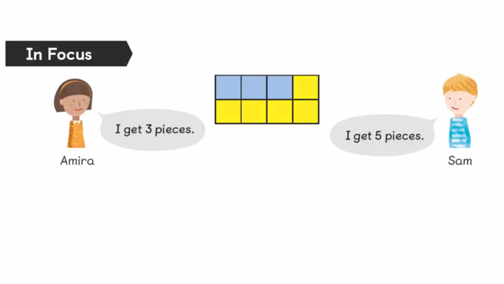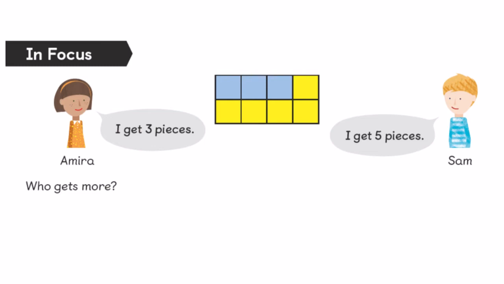We have got 2 friends from Maths No Problem, Amira and Sam. Amira and Sam have split a square into equal pieces, and Amira is going to get 3 of those pieces. Sam is going to get 5 of those pieces. Our question for today is who gets more?